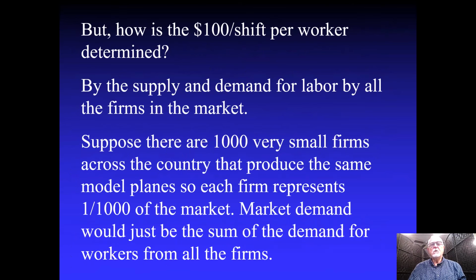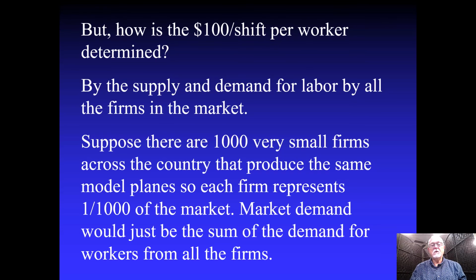But you might ask, where do we come up with $100 per shift? Well, supply and demand. So we're looking at the overall market supply and demand for labor. Now, again, let's suppose there's 1,000 very small firms operating across the country. They produce exactly the same model airplane, just to keep it simple, perfectly competitive input and output. So each firm represents one thousandth of the market. This would be the output market. We're talking about selling the model planes.